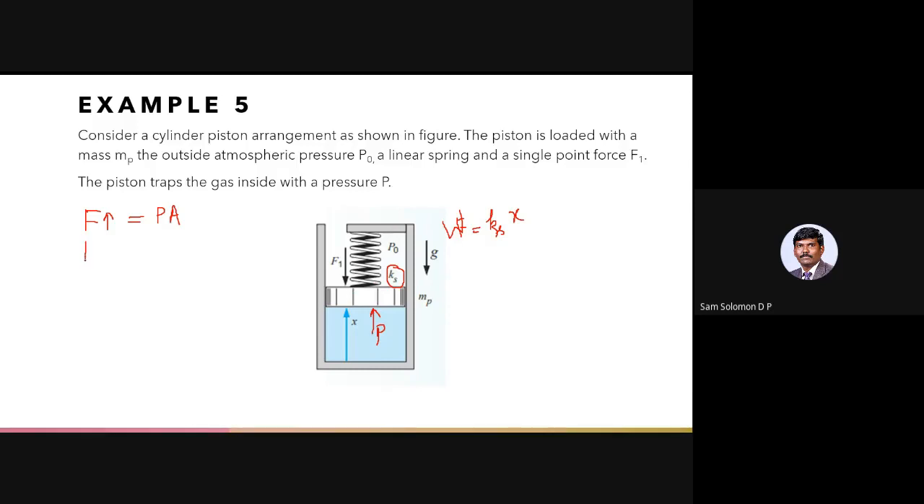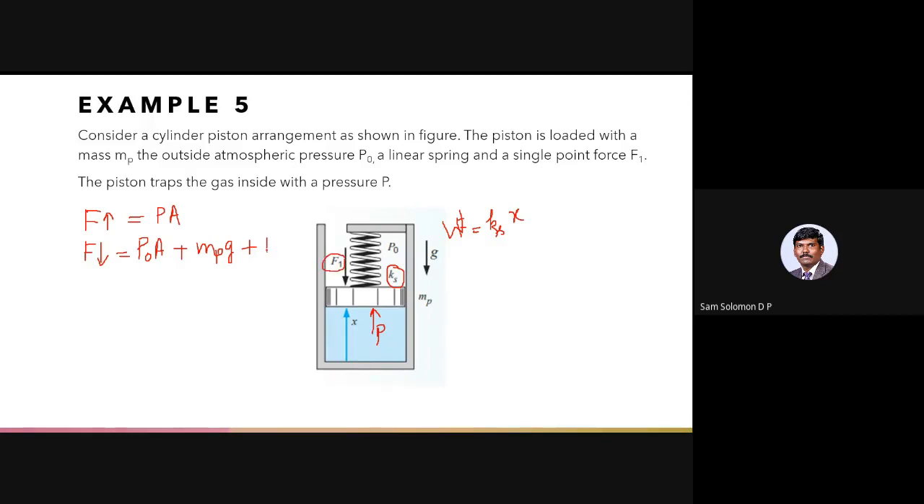Okay, but if you look at the forces acting in the downward direction, one force is the atmospheric pressure. P naught is given. P naught into A. That is one downward force. The other force is the weight of the piston. Normally when something is in the atmosphere and it is falling down, that is the weight acting on the piston. So that is MP into G, mass into acceleration due to gravity. That is the weight of the piston. The other one is they have given a single point force. They have already given a force here.